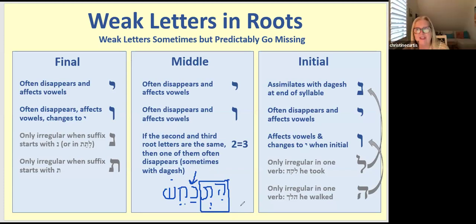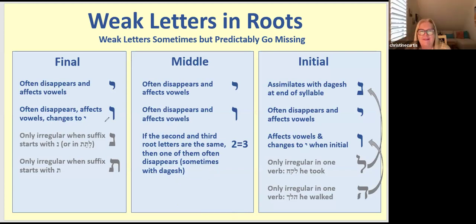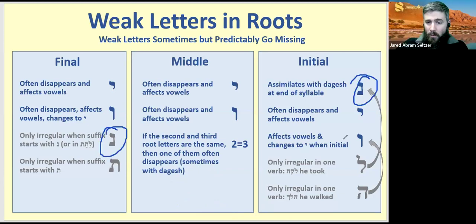Okay. So there's conditions. Yeah, exactly. So if it's at the end of a syllable and there's no following guttural, it will probably assimilate. Okay. So that means this and this are really the same. And in fact, this one over here, the tav, is also the same.